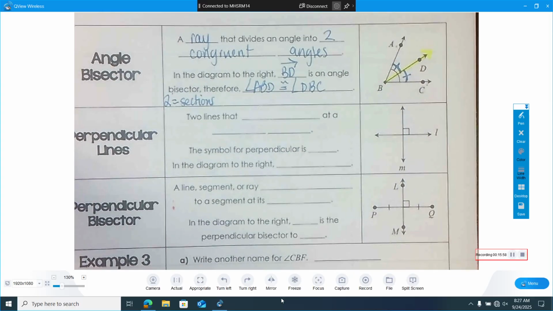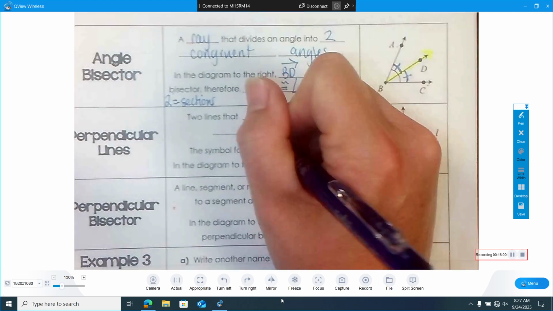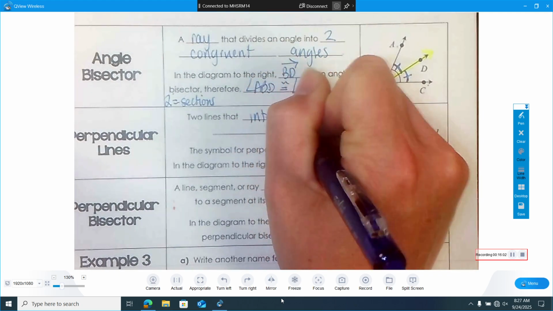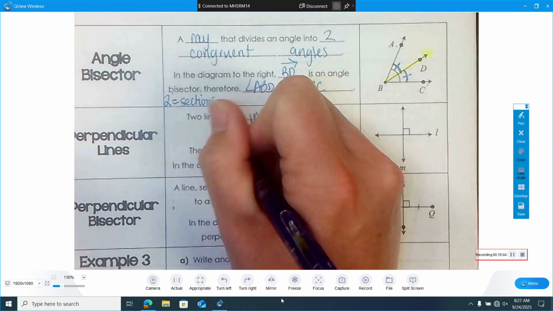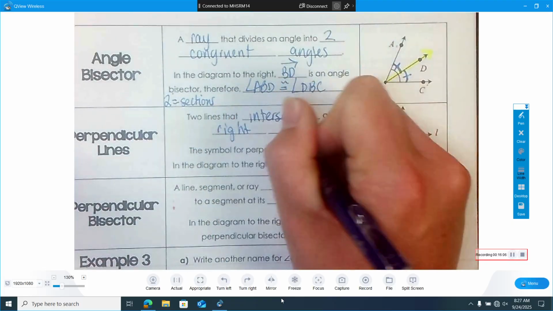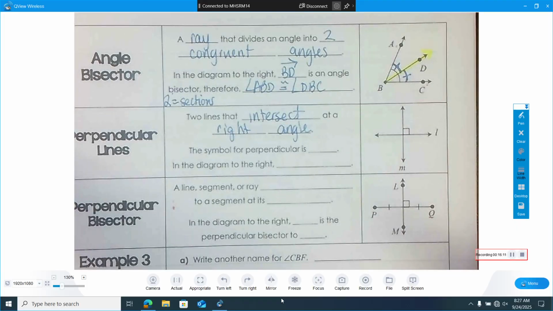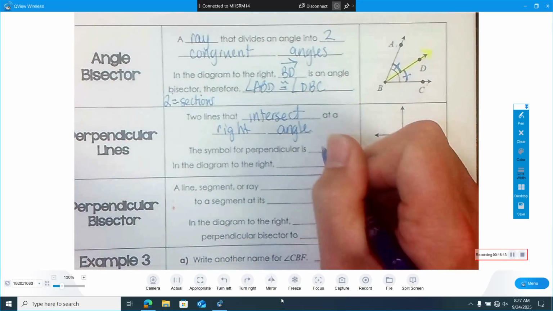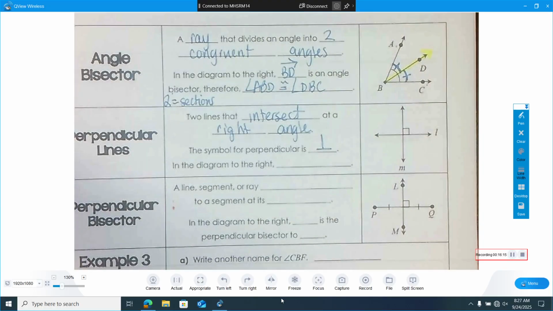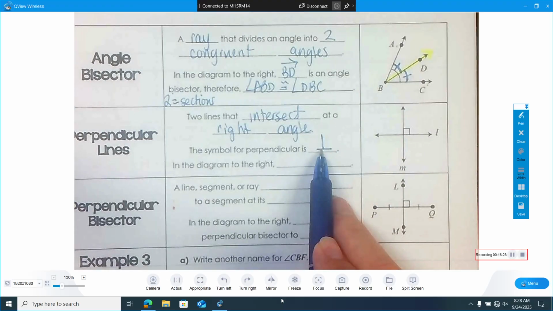We also have perpendicular lines, 2 lines that intersect at a right angle are called perpendicular lines. And so the symbol for perpendicular is this sort of upside down T. This is perpendicular. It's used all over the place, but they use it in architecture, of course, all the time too. So this is the symbol for perpendicular.